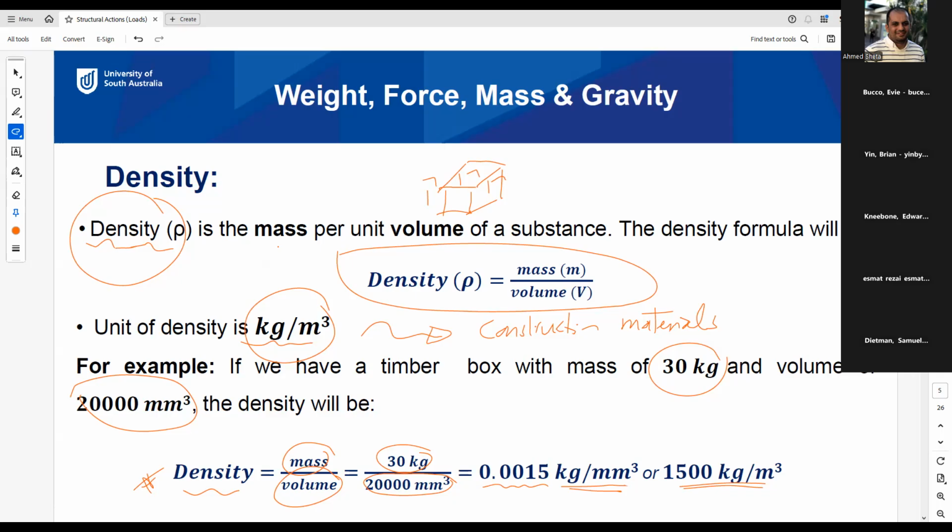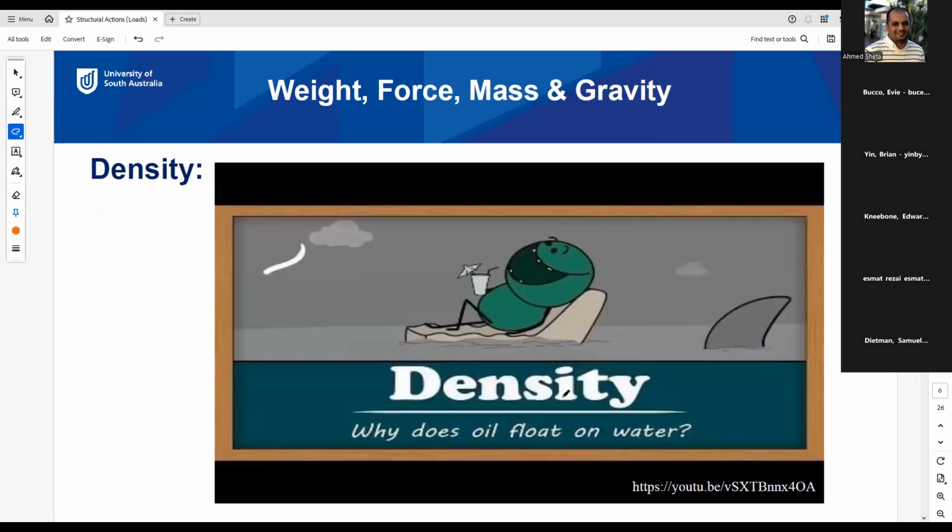Okay, so now if we jump to the next one, we have another video to explain the density concept. So I will give you some time to watch this video.